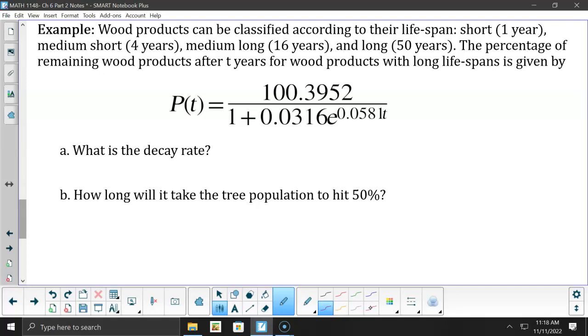All right, so we've got all of these wood products, and they can be classified by their lifespan. Short, medium, medium-long, and long. All right, the percentage of the remaining products after T years is given by that equation. So what would be that decay rate?